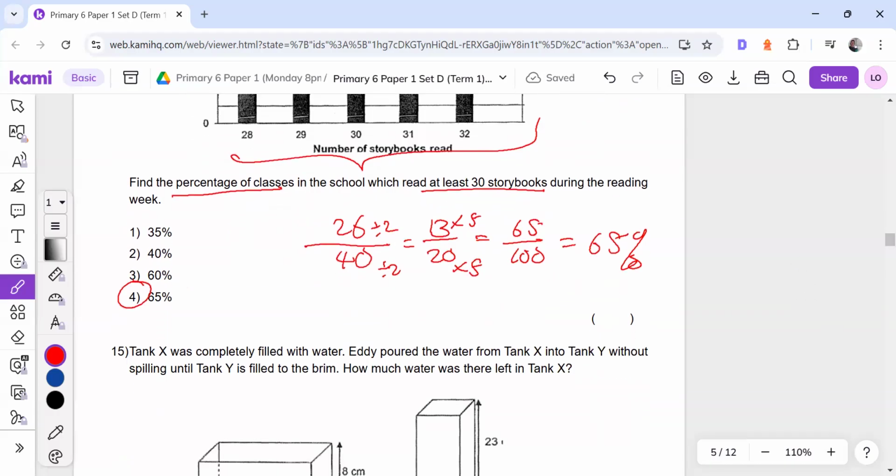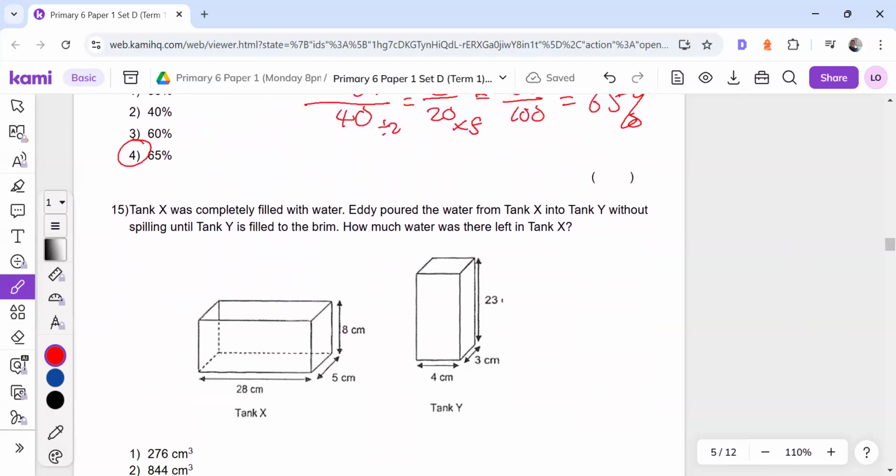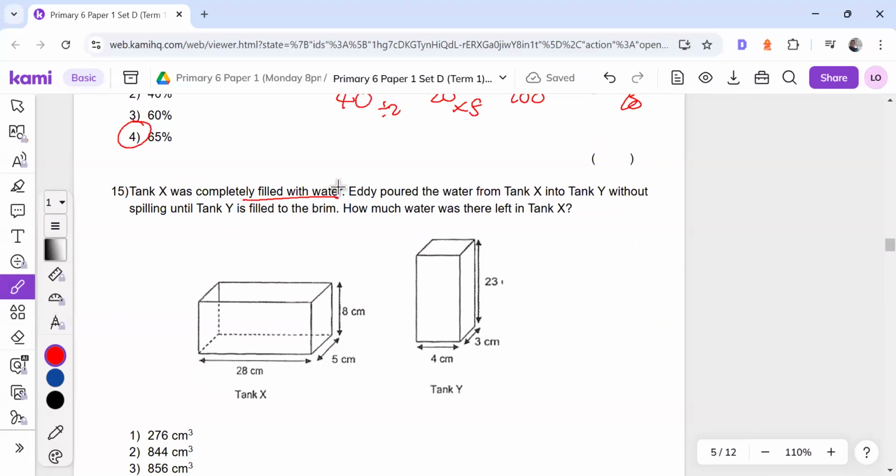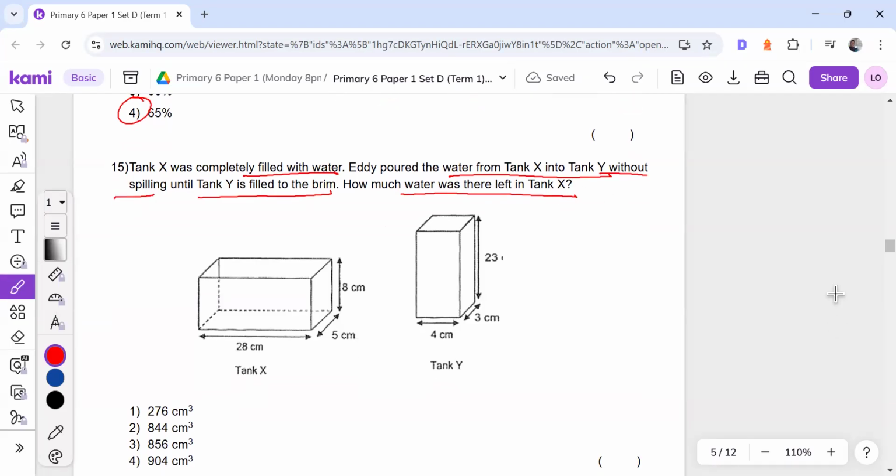Question 15. Tank X was completely filled with water. Eddie poured the water from X into Y without spilling until tank Y was filled to the brim. How much water was left in tank X? So what happened? You pour the water inside and tank Y is full of water. So how much water is left inside here? You can do some drawing to help you get the answer. So very simple.